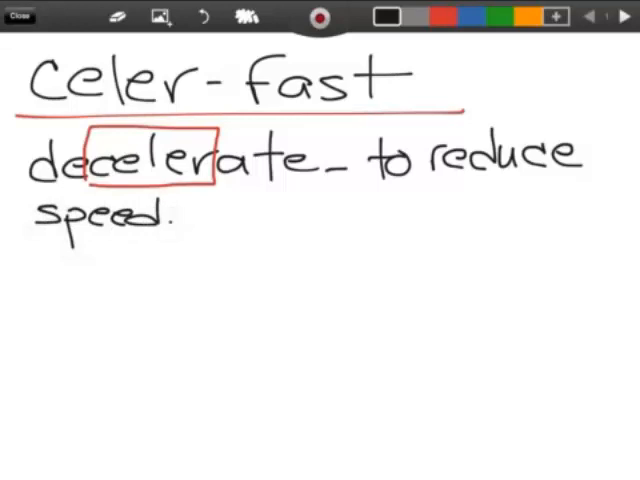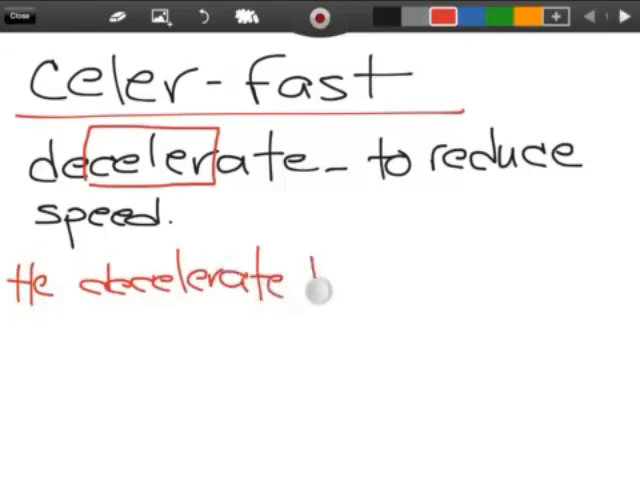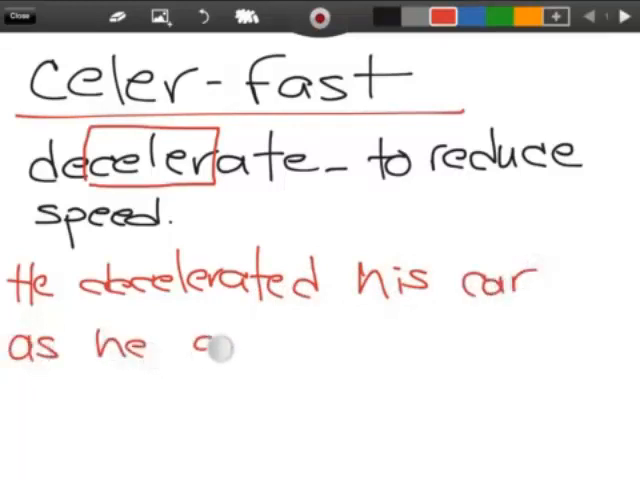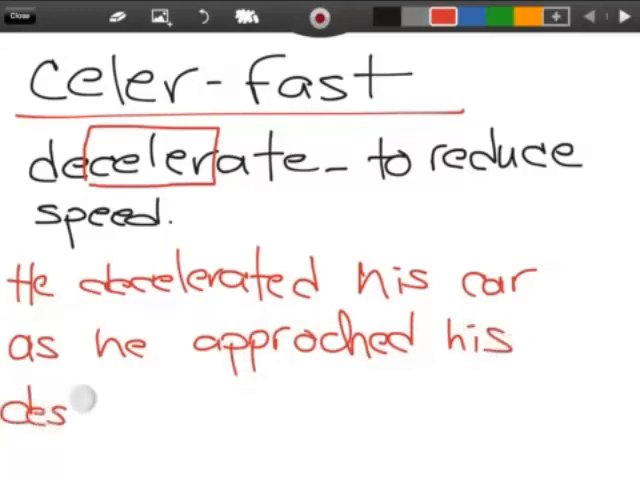And I'm going to go ahead and use this in a sentence. And I'm going to write, he decelerated his car as he approached his destination. I'm going to go ahead and read that to you guys. He decelerated his car as he approached his destination. Moving on to our next root.